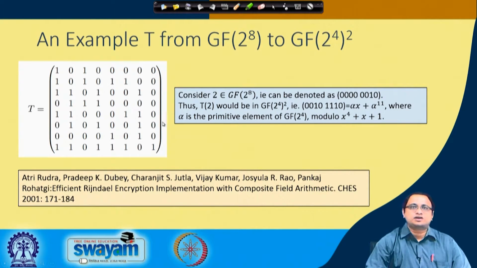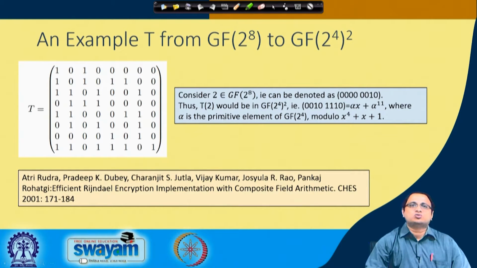So, I give you an example here of how the mapping looks for a non-trivial input. For example, 2 is an element in GF(2^8). Suppose 2 is a field element. You can also write 2 in curly braces to indicate that it is not 2 per se. You can denote this 2 as this value, 0 0 0 0 0 0 1 0, that stands for x basically.